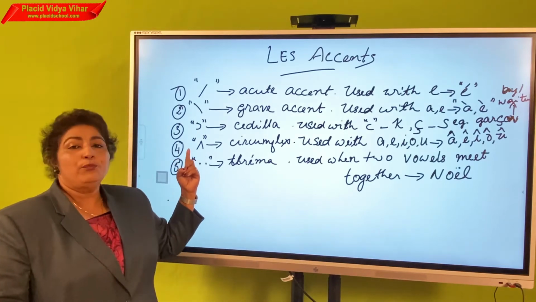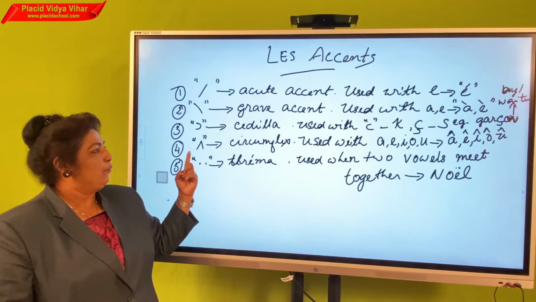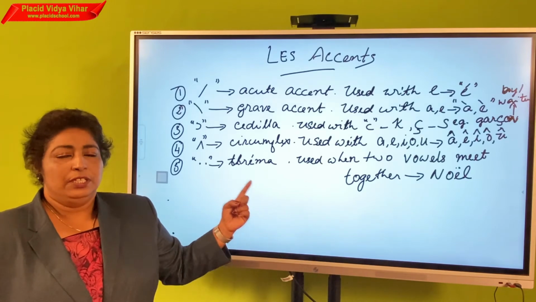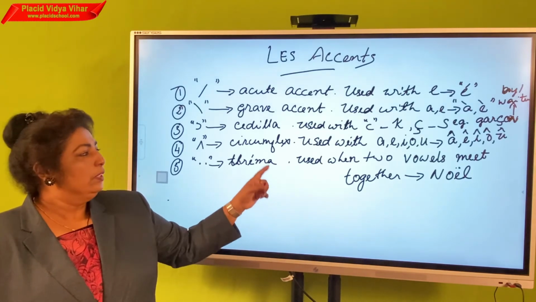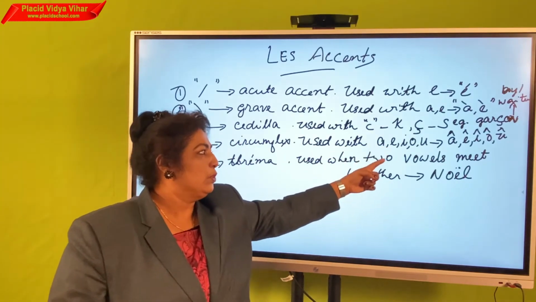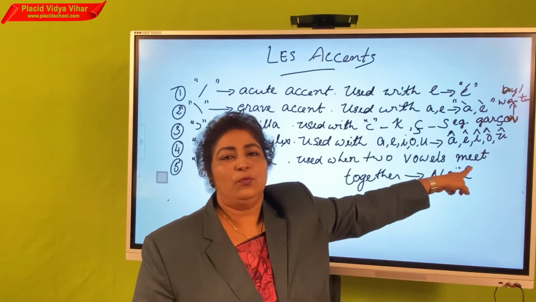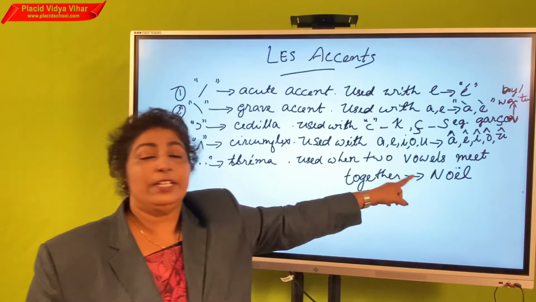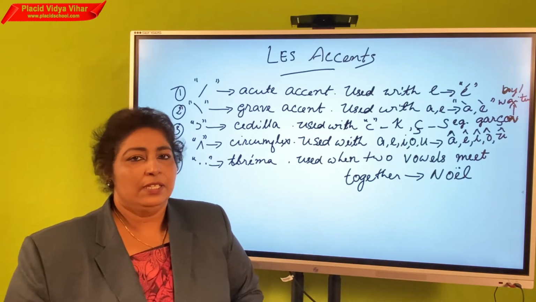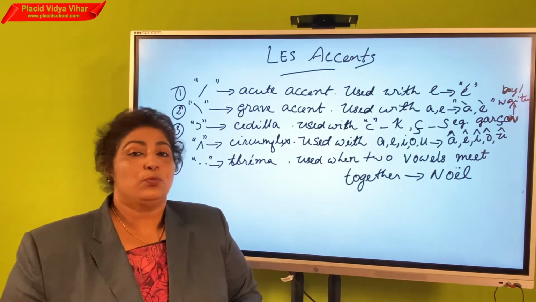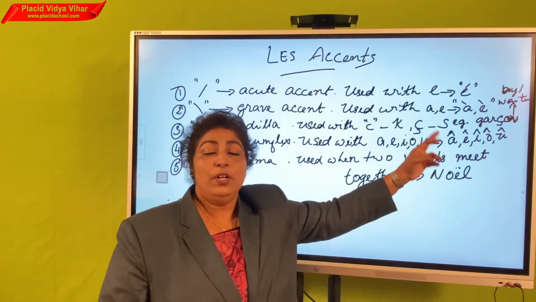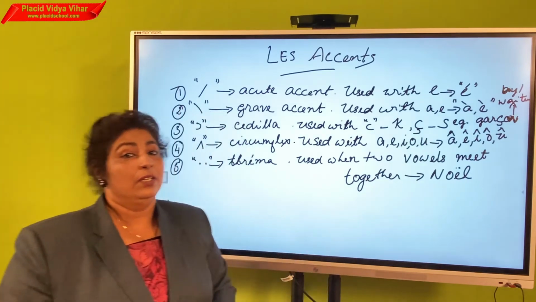Next is circumflex. This accent is called circumflex. This is used with vowels. Now, which are the vowels in English? A, E, I, O, U. So this circumflex is used with A, E, I, O, U. How do you read this? A circumflex, E circumflex, I circumflex, O circumflex, and U circumflex. In French, there are 2 more additions as vowels, that is H and Y. Not exactly the vowels, but along with A, E, I, O, U, H and Y are treated as vowels.